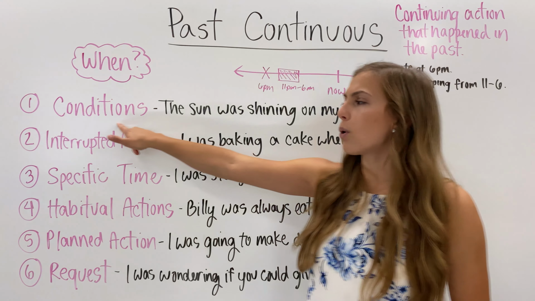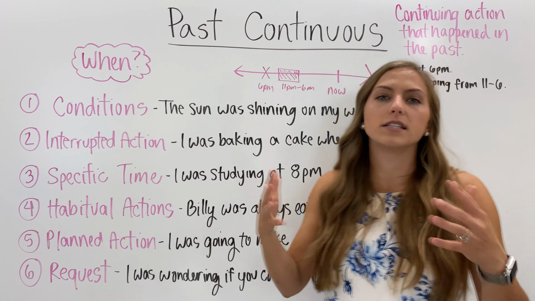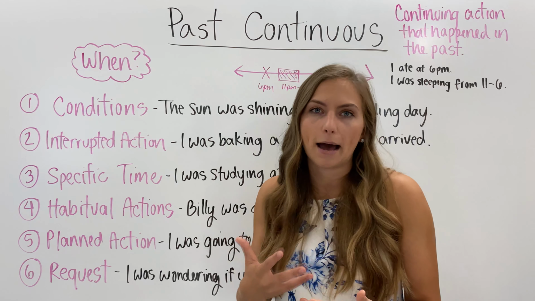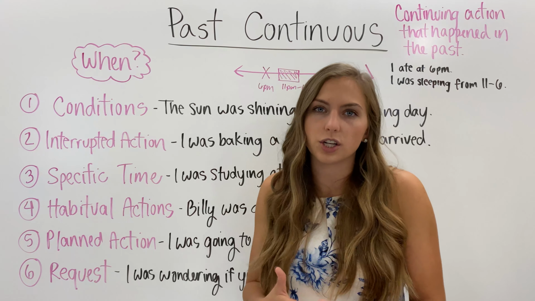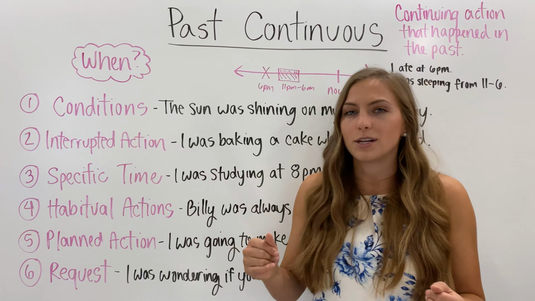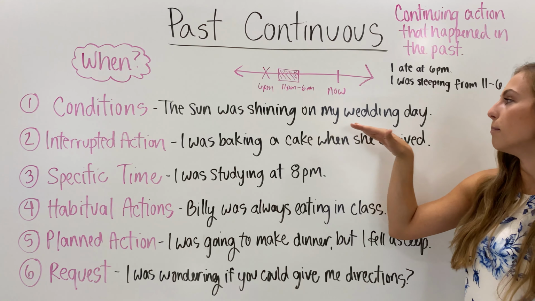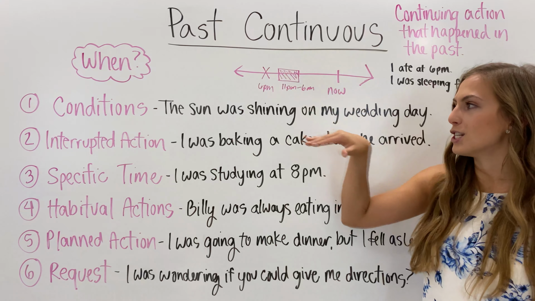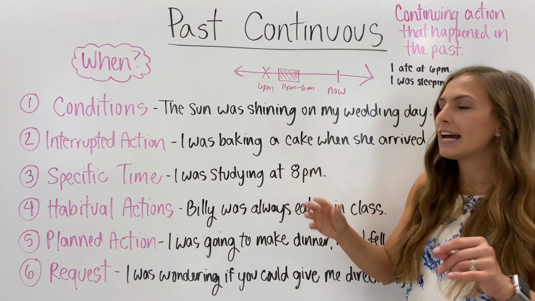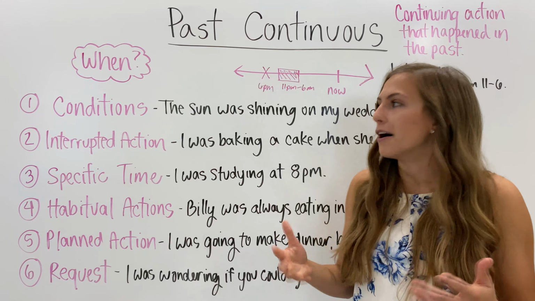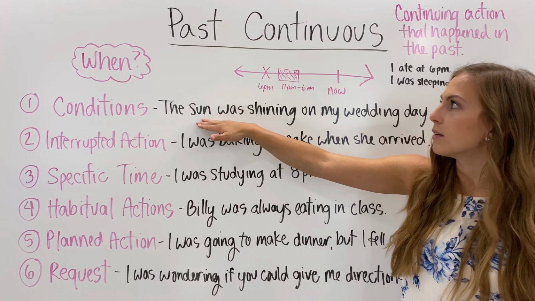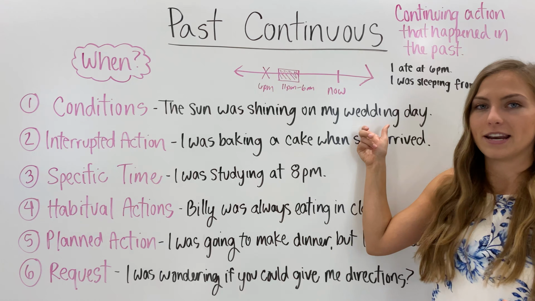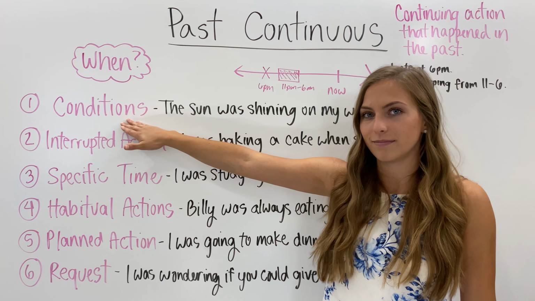All right, first, for conditions. When we are talking about the condition, the atmosphere, or how an experience is happening, when we are explaining a situation, we can use the past continuous tense. Let me show you an example. The sun was shining on my wedding day. Okay? The sun was shining. We're using the past continuous tense because it's explaining the condition. It's explaining the situation and the environment of this day, okay? So this happened. The sun was shining. It was not just one moment, right? It was over the whole day of my wedding day. All right, so that is the condition.